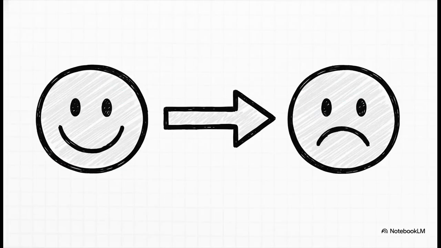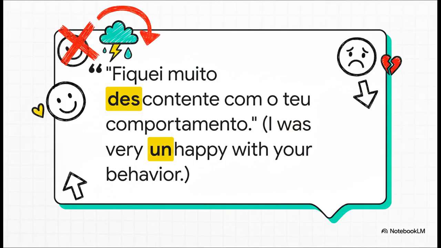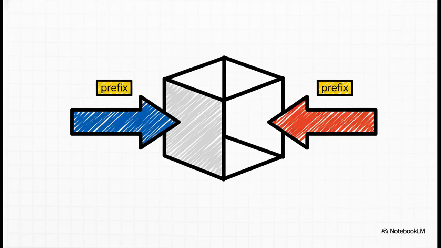By far, one of the biggest and most powerful jobs for a prefix is simply creating an opposite, expressing negation. It's the absolute fastest way for a language to say not. Just look at this example. Contente means happy or content. But you add that little prefix des right to the front, and you get descontente. You've just completely reversed the meaning. The speaker wasn't happy at all. They were unhappy.